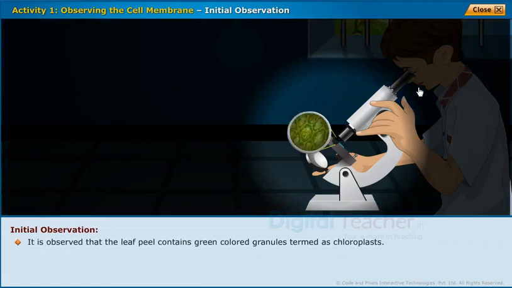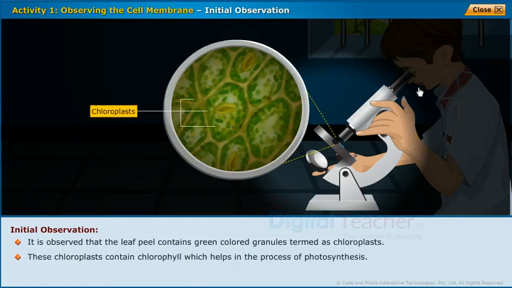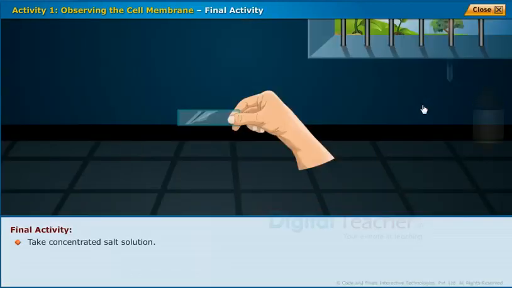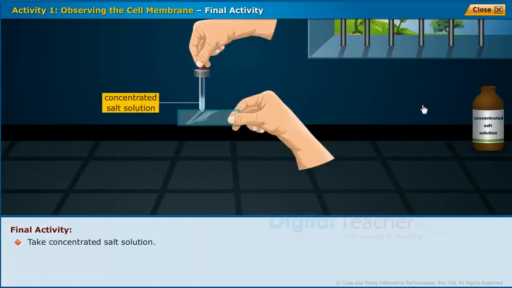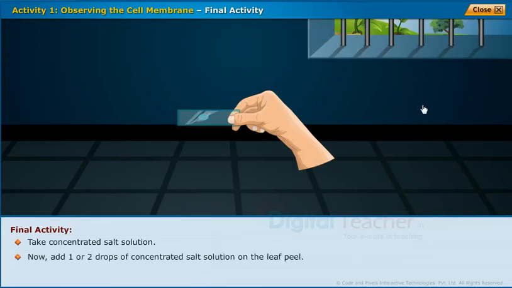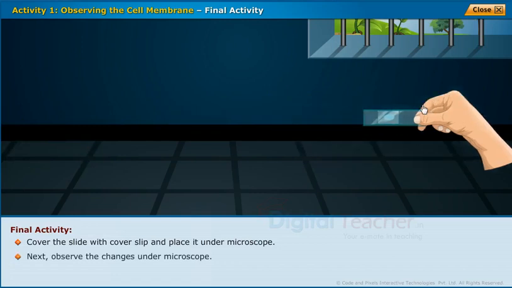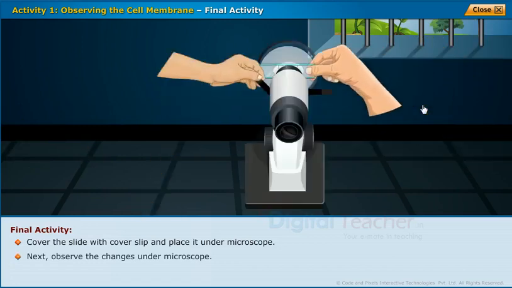It is observed that the leaf peel contains green-colored granules termed as chloroplasts. These chloroplasts contain chlorophyll, which helps in the process of photosynthesis. Take concentrated salt solution. Now add 1 or 2 drops of concentrated salt solution on the leaf peel. Leave it aside for 5 to 10 minutes. Cover the slide with cover slip and place it under microscope. Next, observe the changes under microscope.